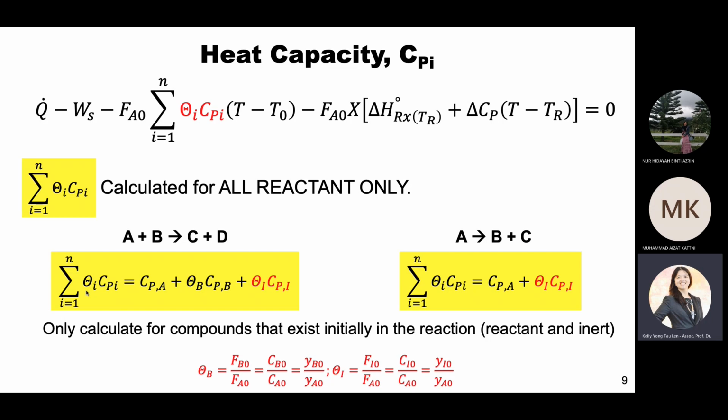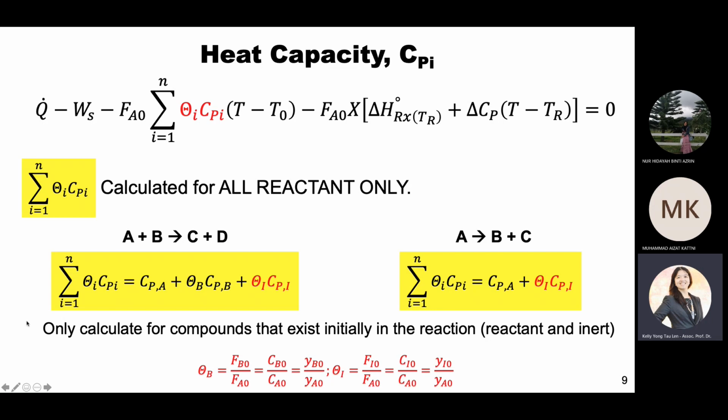So 1 lah. But if you realize, when I talk about theta B, theta I, even theta A, I will always say is initial amount. Maksudnya, we can only calculate summation theta I CPI for reactant. And if you have inert dalam kamu punya tindak balas, means any species yang wujud initially, okay, before the reaction occurs, kalau dia ada pada waktu asal, kamu kena kira summation theta I CPI ni.